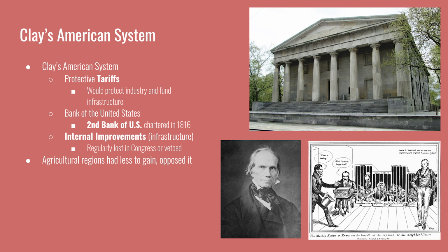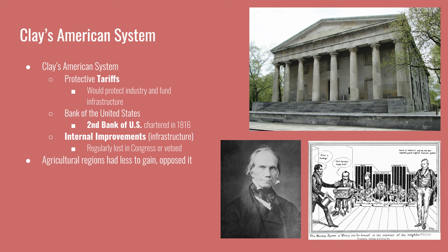The last step was the construction of internal improvements. This means infrastructure. Anytime that you see the words internal improvements in the 19th century, they're talking about infrastructure, or what we normally think of as infrastructure. That includes roads and other forms of transportation at this time period, like canals and very rudimentary railroads. Anytime that a bill would come up in Congress for internal improvements, it regularly lost, or whenever it passed, it would be vetoed by the president.